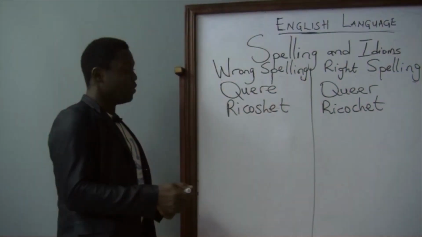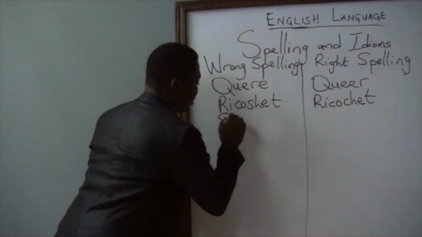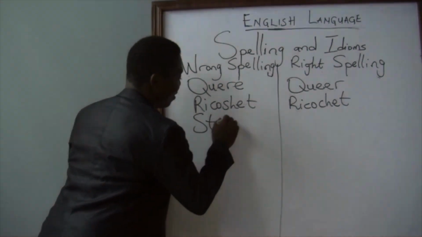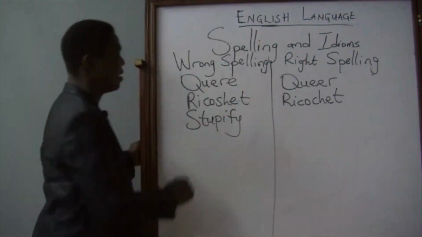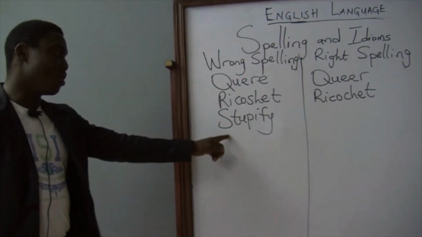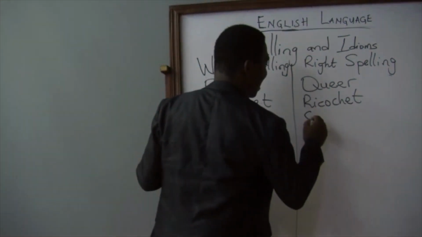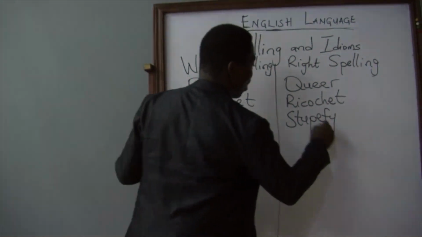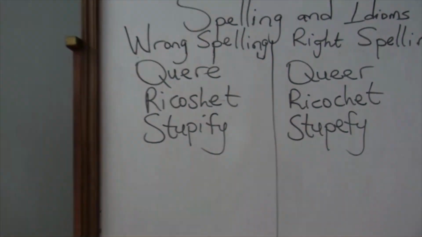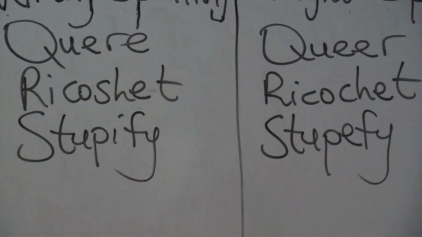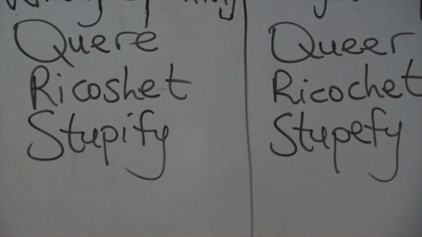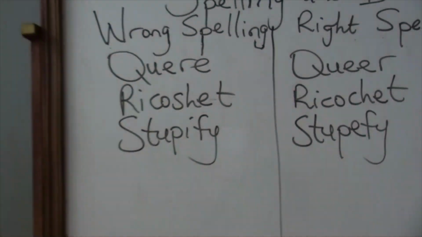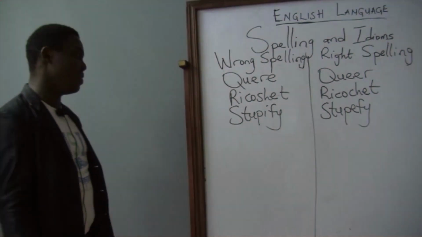And now we are moving on to the word stupefy. Stupefy. This is the wrong spelling, and this is the right spelling. S-T-U-P-E-F-Y. Stupefy. Stupefy means to render speechless, to render shocked, amazed, surprised.